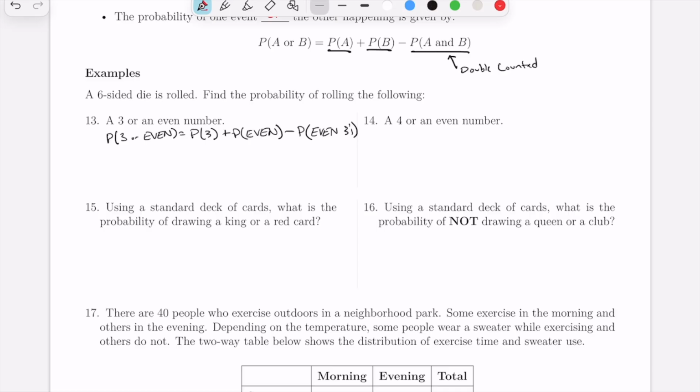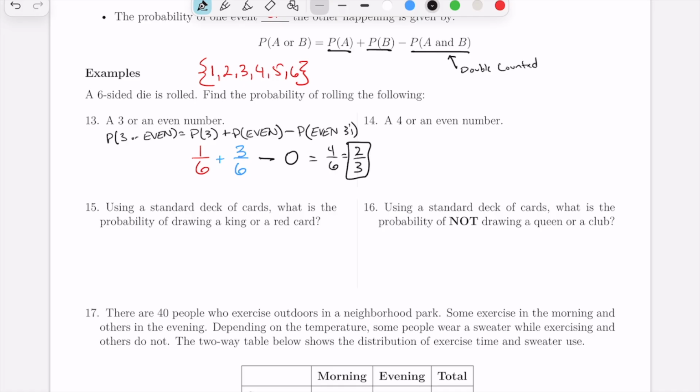Well, we know the probability of a 3 is 1/6. There's 6 sides on a die. If you want to write the sample space here, 1, 2, 3, 4, 5, 6, you can. And the probability of an even, we know that there's 1, 2, 3 evens. So that would be plus 3/6. And then we're going to subtract out the even threes. Well, there are no even threes, so this would be minus 0. That does get us 4/6 or 2/3. The probability of rolling a 3 or an even is 2/3.